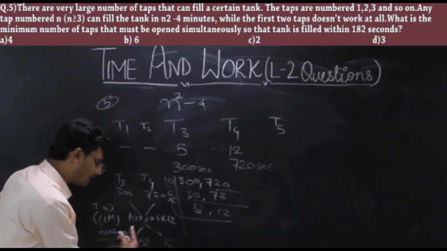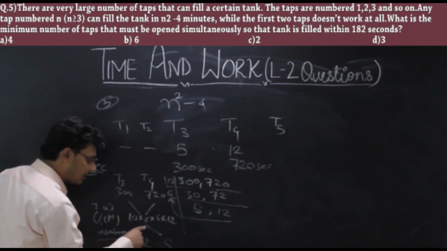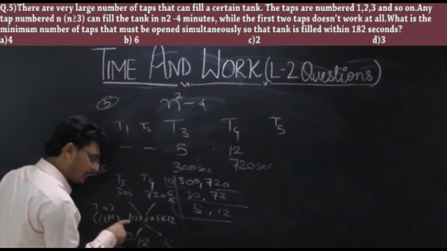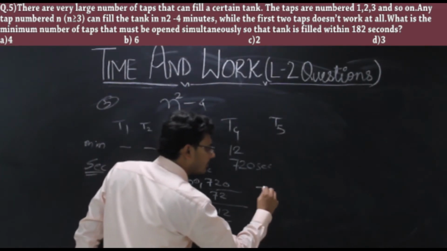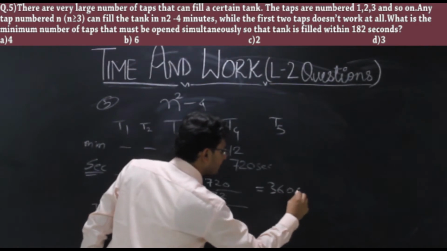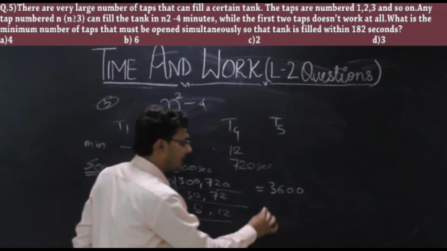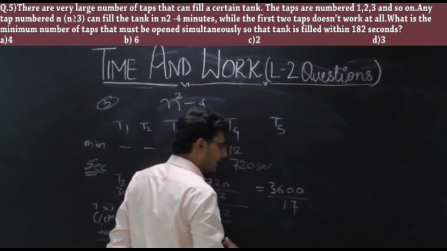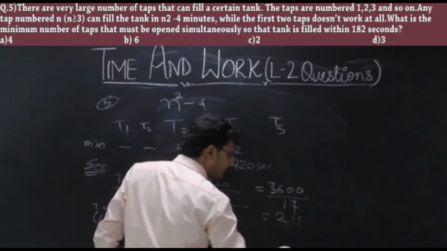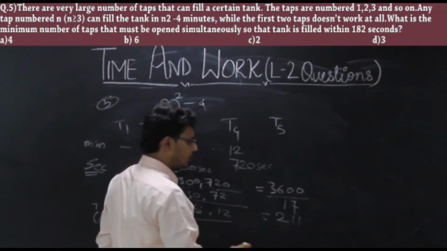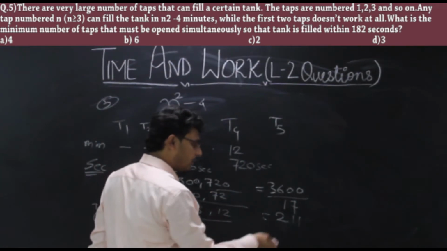So together, how much time will they take? This all multiplied. How much will this be? This is nothing but 6 into 5 is 30, 30 into 10 is 300, 300 into 12 is 3600. So total work is 3600. In a second they would do how much? 12 plus 5, 17. So how much time will it take? If I divide, this will be somewhere around 211. So obviously the answer is not even the first 2 pipes, as he is asking 182, this is way below this.